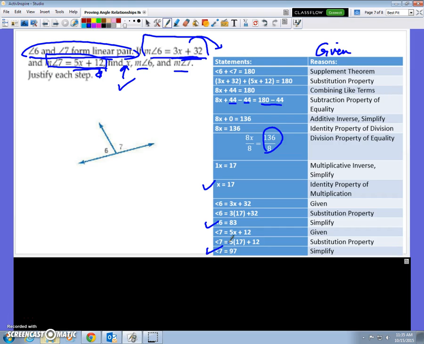So now I know I've proved every single part. I know what x is, I know what angle 6 is, and I know what measure angle 7 is. And I've justified each and every single solitary step.